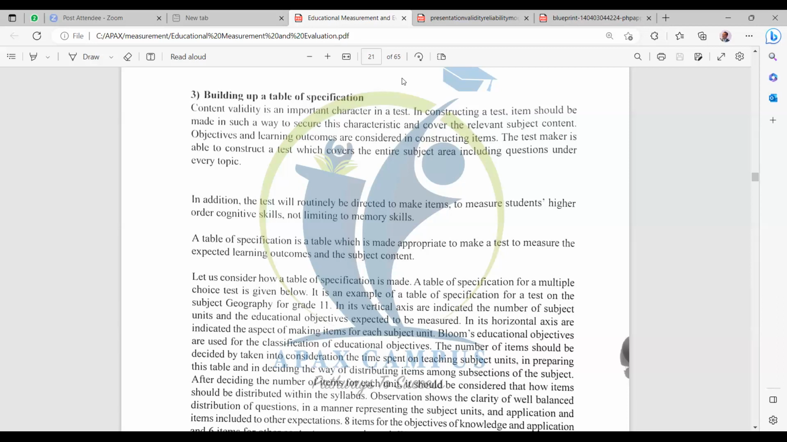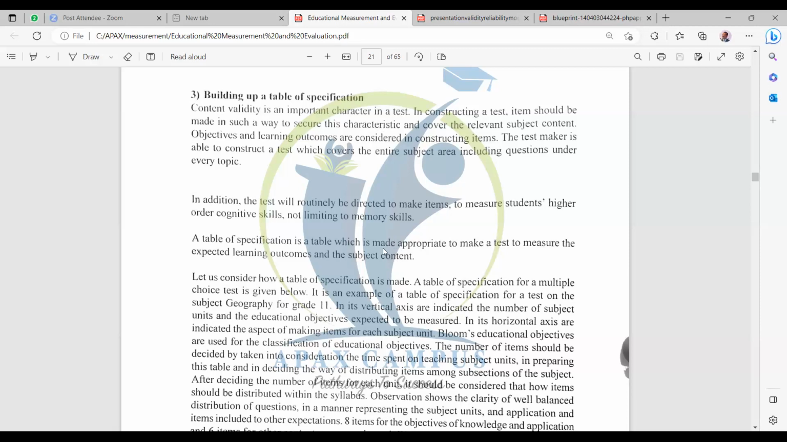Then, for example, if it is the cognitive domain, we put the 6 levels of Bloom's taxonomy to one side and the number of units to the other side of the table. I will show you an example of a table. Then based on them, we decide the number of questions we are going to include.